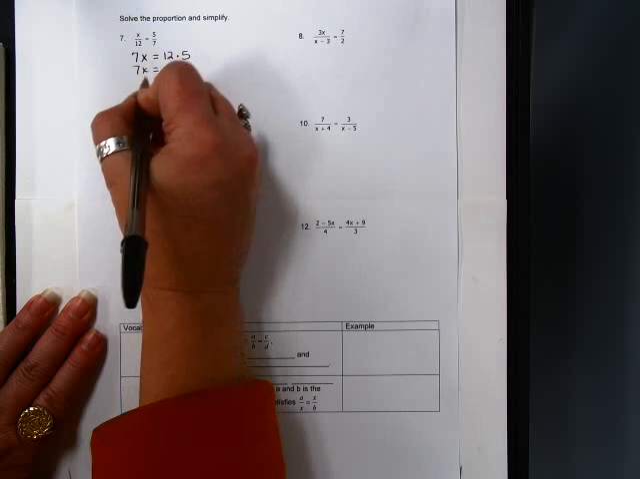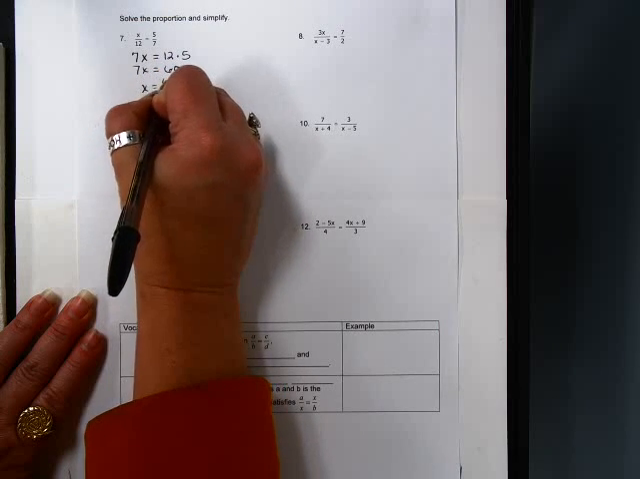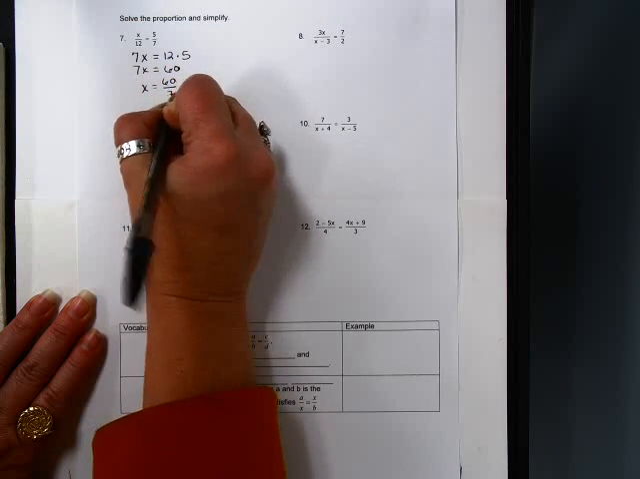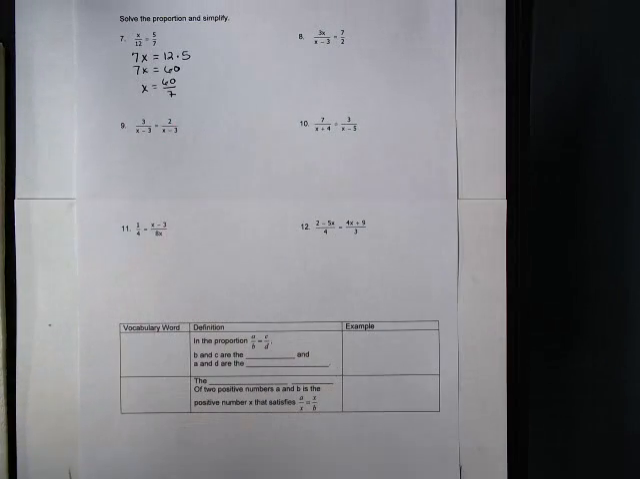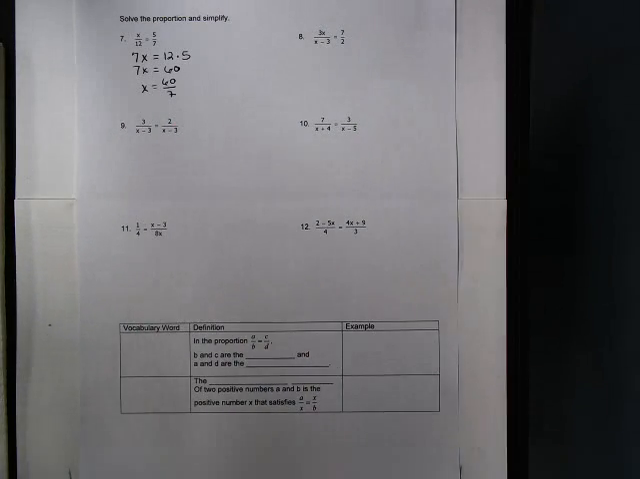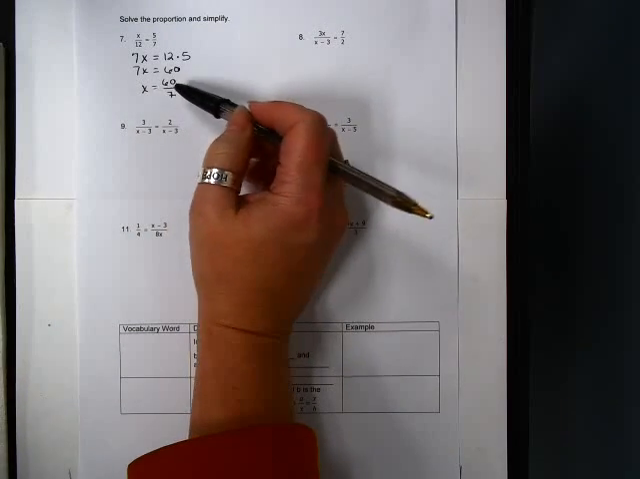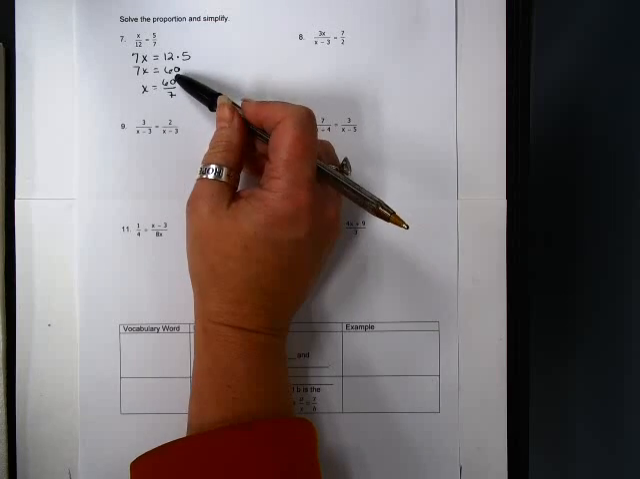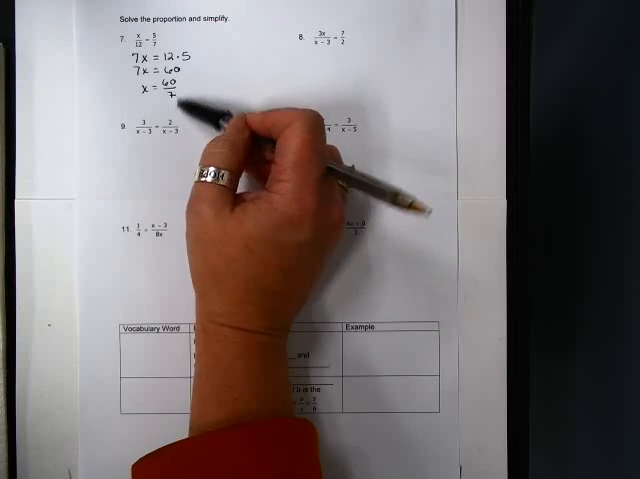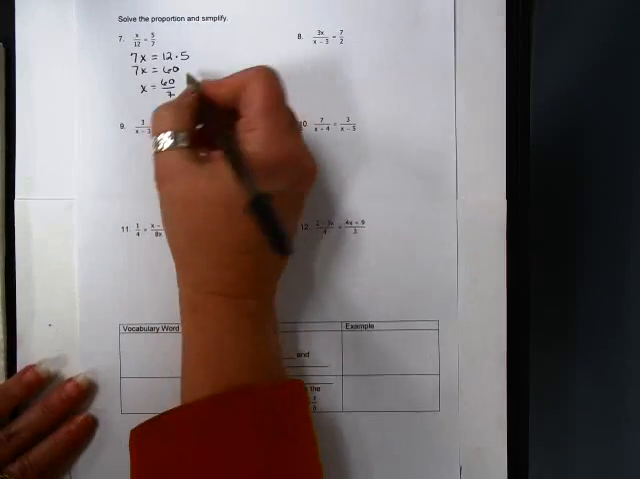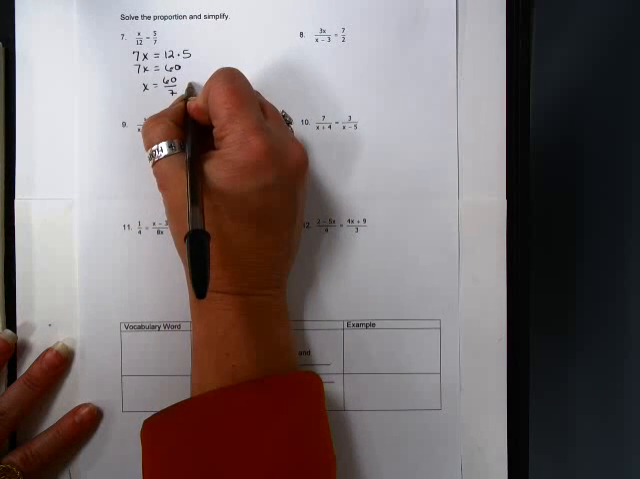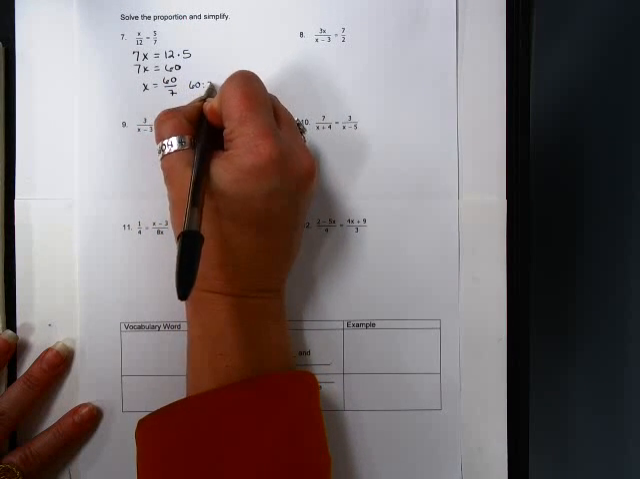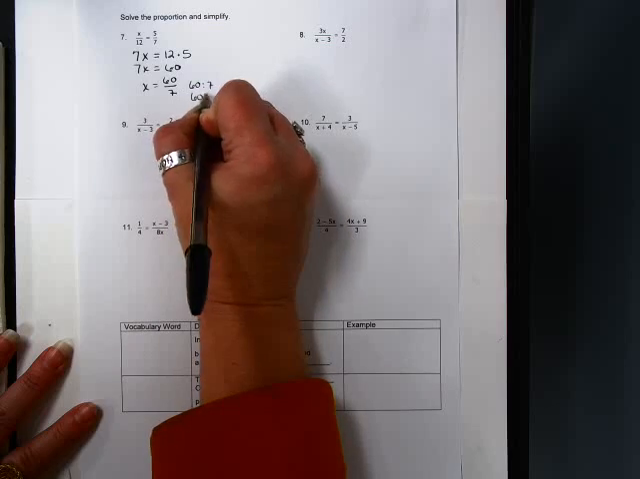Dividing both sides by 7, I get 60 divided by 7, or 60 to 7 as a ratio. Again, you must always simplify, but remember this is a ratio, so we don't write it as a mixed number. We leave it in its improper form. Because remember, this is also written as 60 to 7.